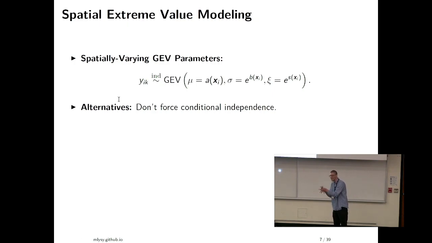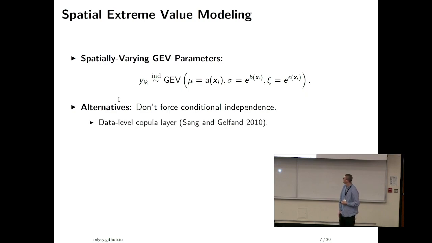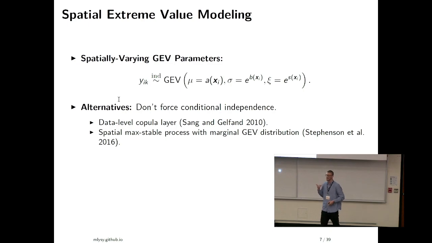At each location, the GEV parameters are conditionally independent, well, the data are conditionally independent given the parameters. So just a couple of alternatives people have looked at. They looked at this big copula model on all the data, so that allows you to have dependence between locations. Another one, which I think is really cool, allows you to have marginally GEV at each location, but it's some spatial process that you can have GEVs everywhere in a very smooth way.